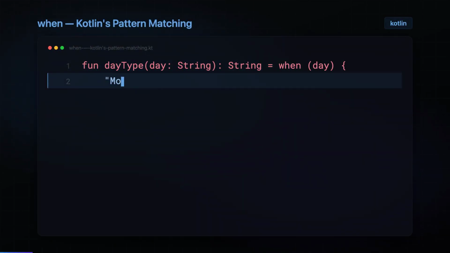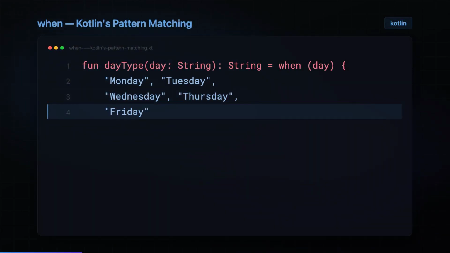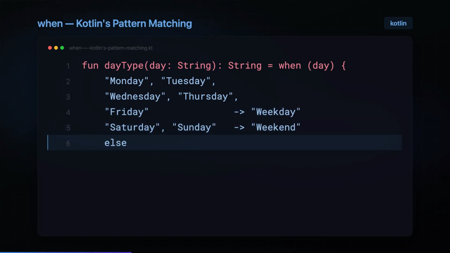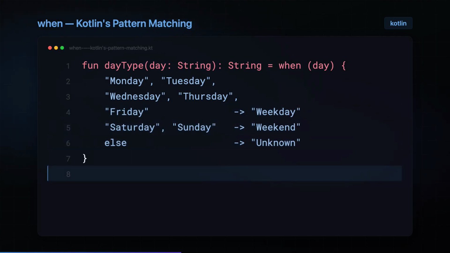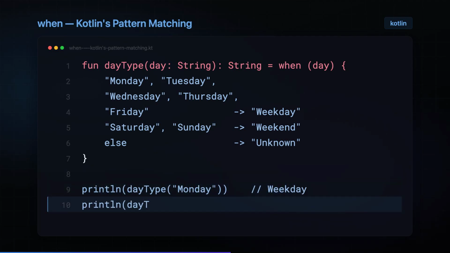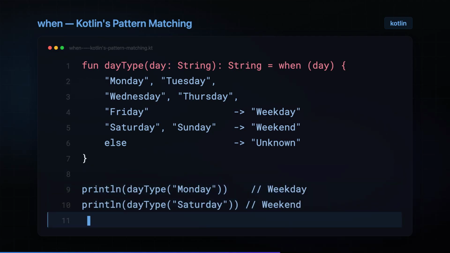Kotlin's when replaces Java's switch with no break statements, no fall-through bugs, and it returns a value. Match on exact values, ranges, types, or multiple values in one branch with commas. The compiler checks that all enum values and sealed class branches are covered. Missing a case is a compile warning.